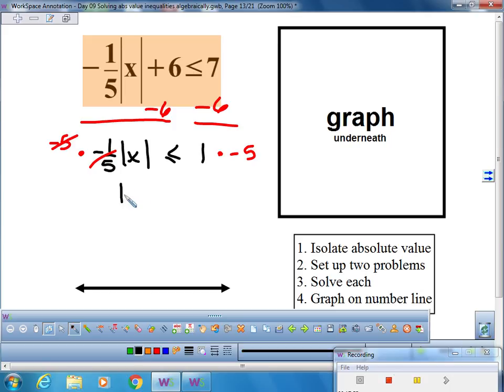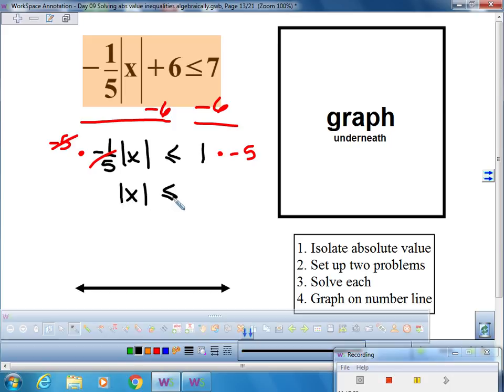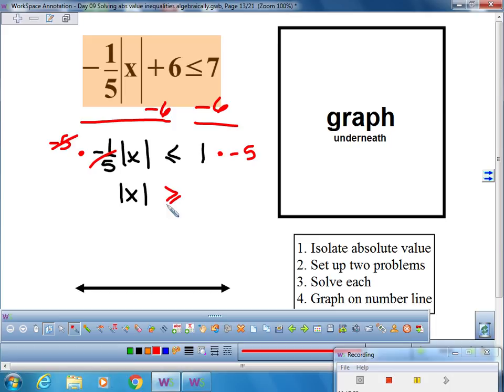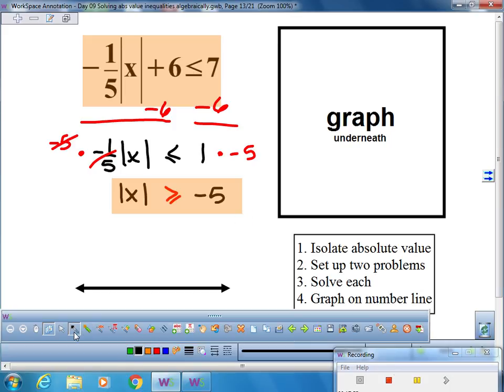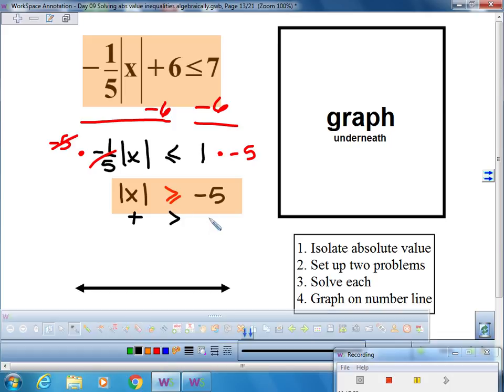So now I have the absolute value of x is less than or equal to, sorry, I'm multiplying by a negative, so I've got to switch that sign. Negative 5 is a pause. Now I'm at that crucial point, right? I've got to figure out whether or not this makes sense right here, because the absolute value is now isolated. So is a positive number going to be greater than a negative number? Yes, a positive number can be greater than a negative number.